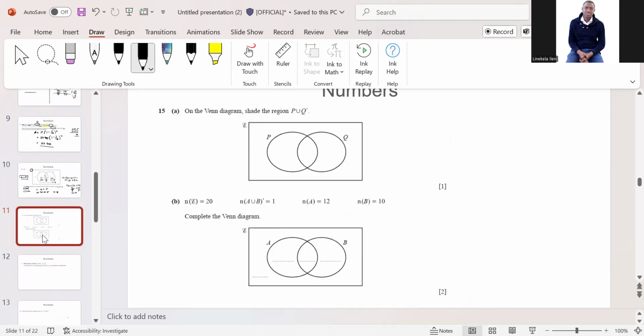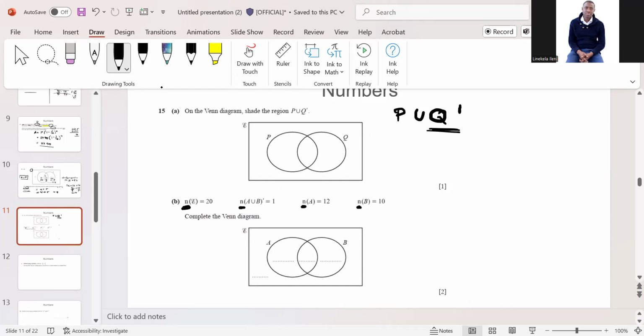Okay, up next, again, another question on sets. I just felt it's important for you to know some of these questions so that you know how to approach them. It doesn't matter what they give you, as long as you just know. Like I told you in the previous slide, this n just asks you how many of them are in there. On the Venn diagram, shade the region P union not Q, which means Q is what we want to take out. Now remember, every time when we are shading, you don't shade what you are taking out, you shade what stays.